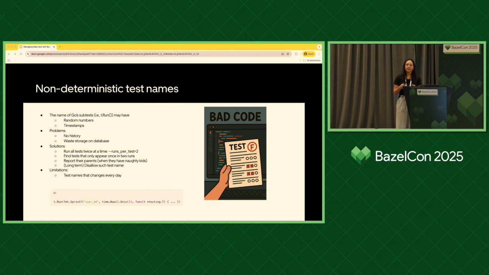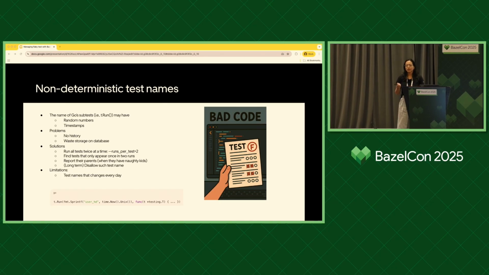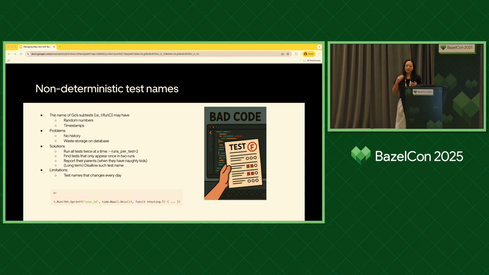What we do is run the test twice with the runs_per_test flag equal to 2. Then if there's any test result that only appears once in the test results, we can basically assume that these tests are being dynamically named and we should avoid reporting them. When we find that case, we roll up the reporting to the parent level, which would be the test suite or the test function level. In the long term, we probably would just want to enforce not having these randomly generated subtest names.